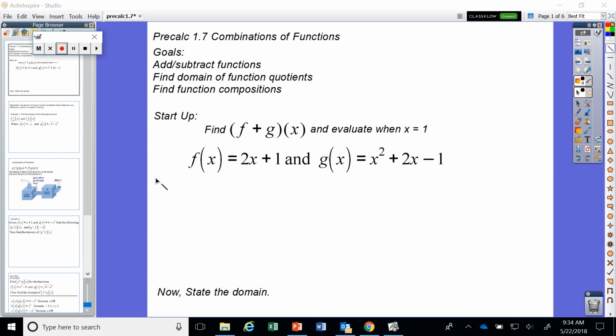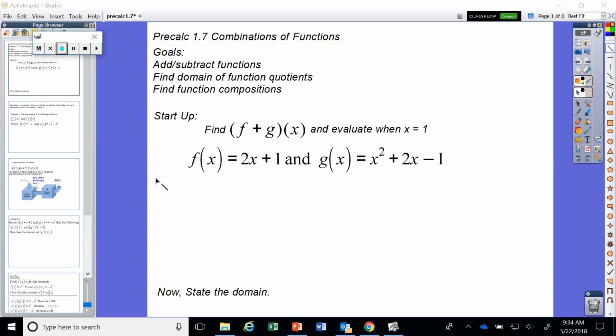We're going to start off pretty basic with just understanding what it means to add two functions together. And once we have an addition, what does it look like to then actually evaluate a specific combination? So let's take a look at the example on the screen. We want to find f plus g of x and evaluate it when x is equal to 1.